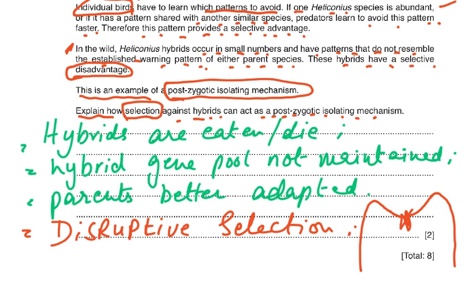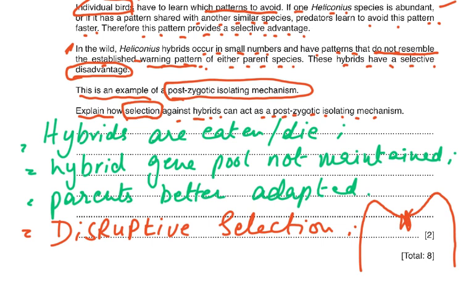Naturally, post-zygotic. Post-zygotic means once they've developed. So this was the said patterns do not resemble the established warning pattern of eyes. These hybrids have a selective disadvantage. They're easily eaten up, while the other ones were not eaten up because their pattern on their wings was easily identifiable, and predators learn to avoid this pattern faster.